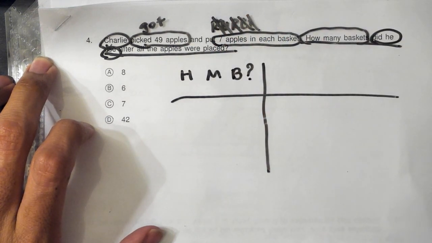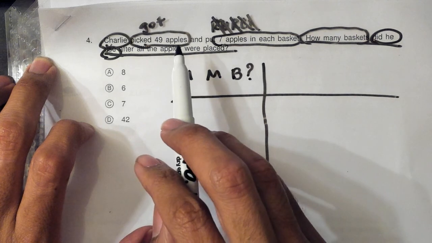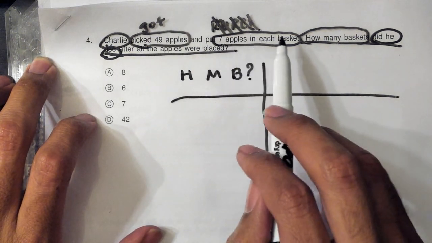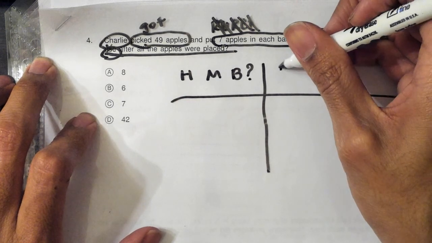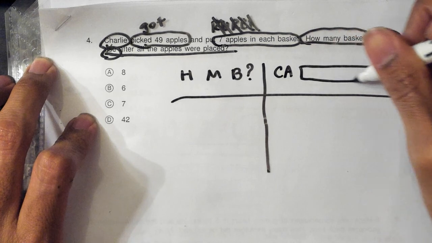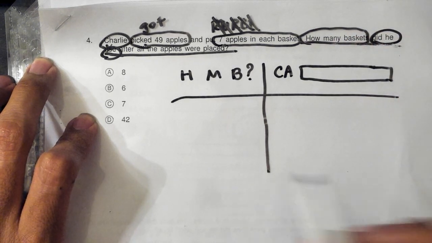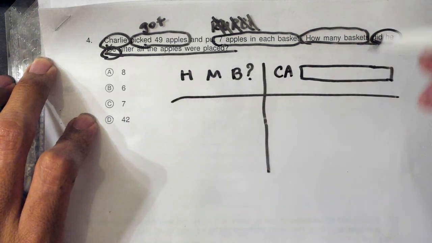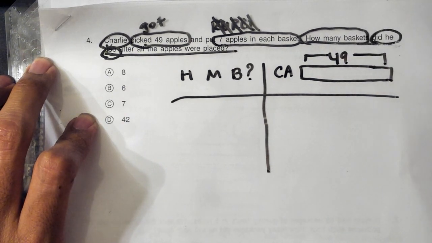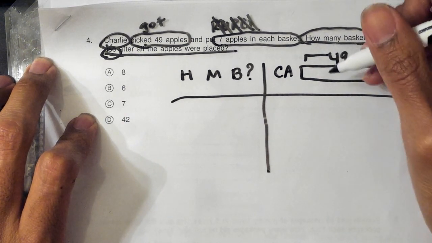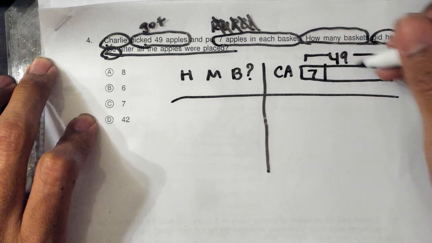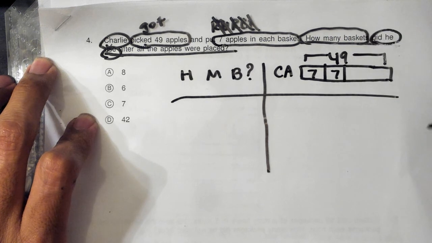What do I know? Well, I know that Charlie got 49 apples and he was putting 7 apples in each basket. So this is about Charlie, and Charlie has apples. Charlie had 49 apples. That was his total. And he was putting 7 in each basket. So I'm going to draw a basket, and I'm going to put 7 inside. I'm going to draw another basket, and I'm going to put 7 inside.